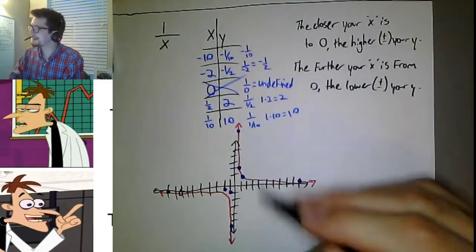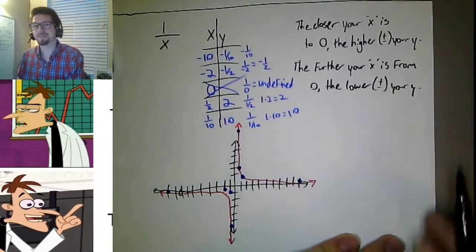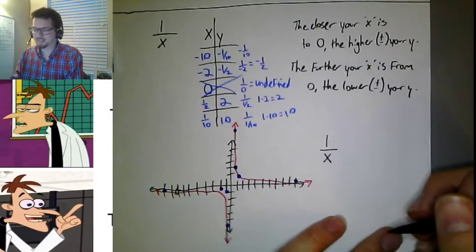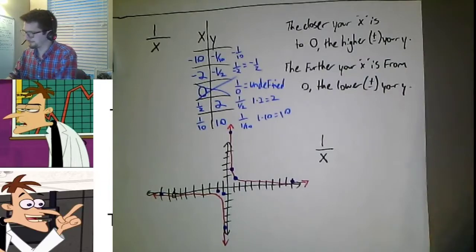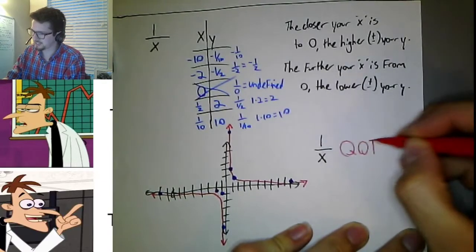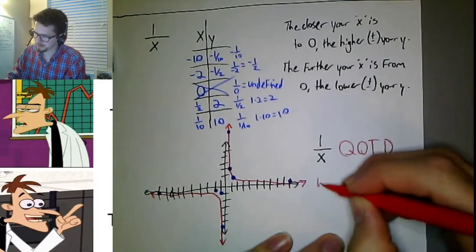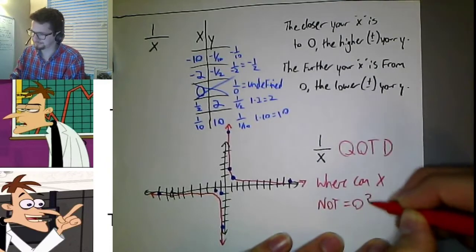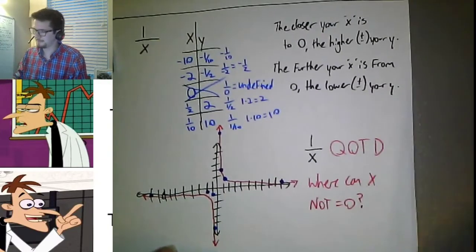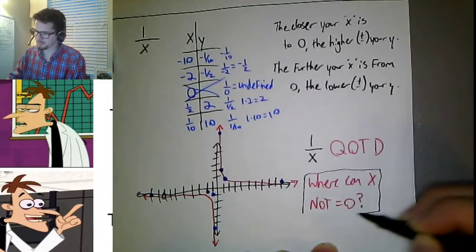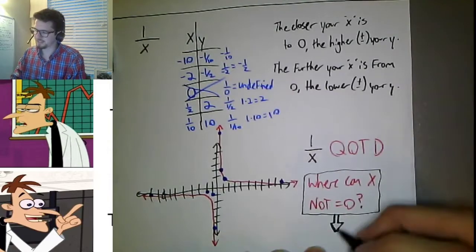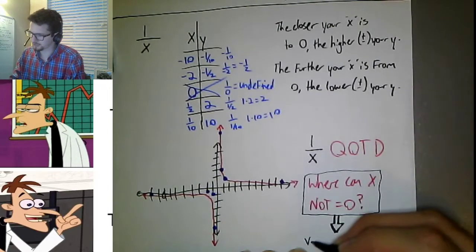So, I'm not going to make you graph this. What I am going to make you do is figure out what the asymptotes are. So, my equation is 1 over x. The big ol' question of the day is, where can x not equal 0? This question gives you one certain number. This tells you where your vertical asymptote is.